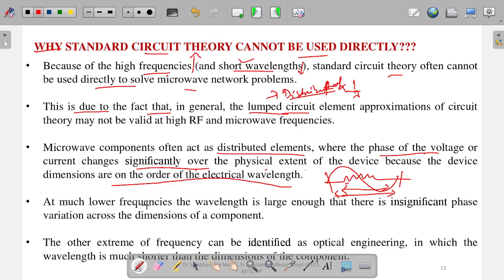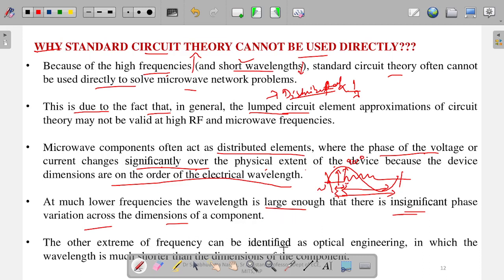Next is, at much lower frequencies the wavelength is large enough that there is an insignificant phase variation across the dimension of the component. That means if here the phase is something, after some distance the phase has some difference, and after a distance the phase is again 90 degrees. From 0 to 90 degrees phase it covers in a small distance. So it is very difficult to analyze this kind of circuit.